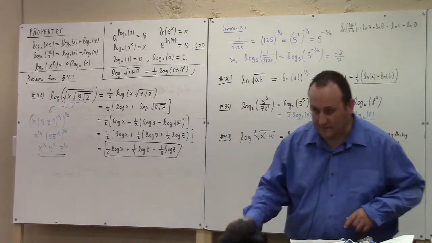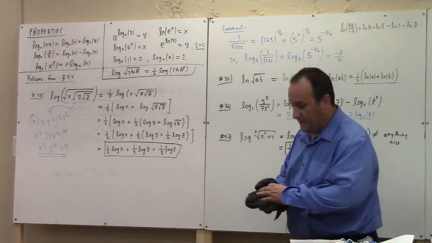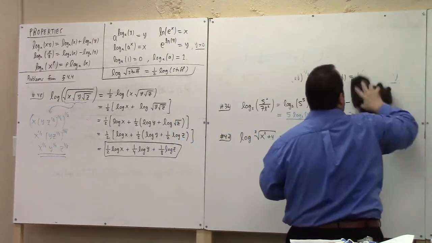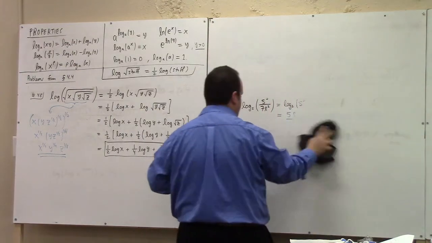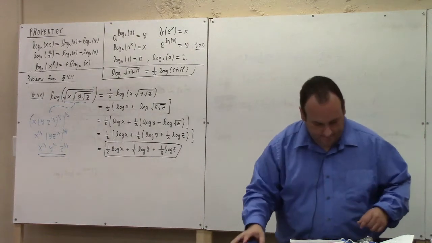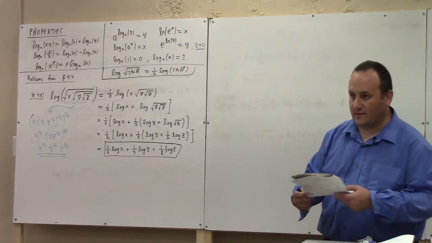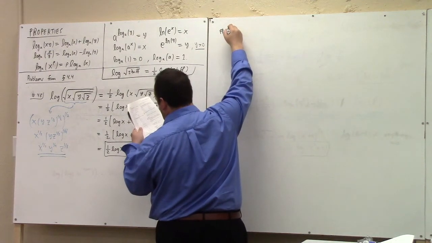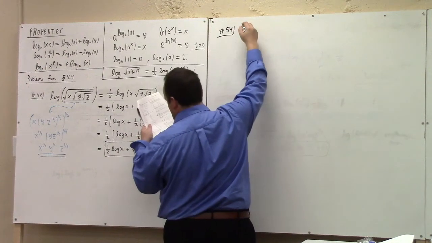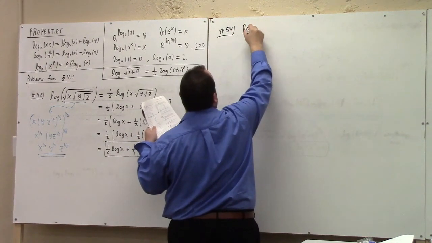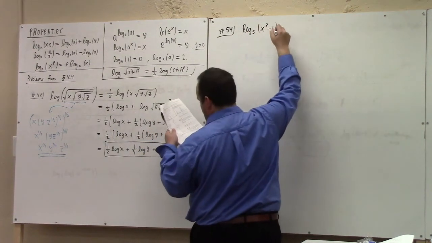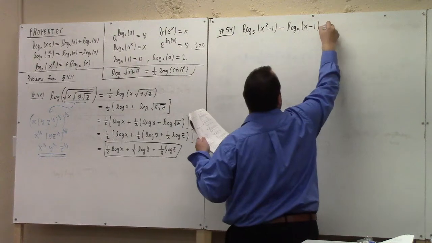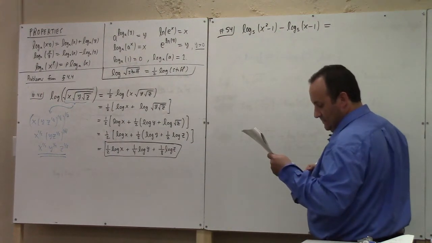Now problems 49 through 58 in section 4.4 are the other kind of direction of things, all right? So let's look at some of those. Here we're supposed to combine the logarithms, all right? So like number 54. Here we've got log base 5 of x squared minus 1 minus the log base 5 of x minus 1. So we're supposed to combine and simplify.